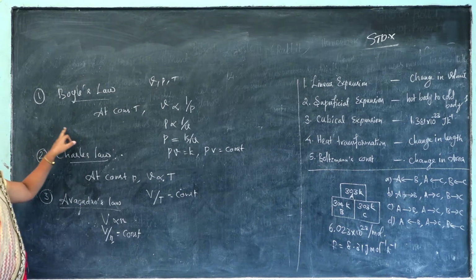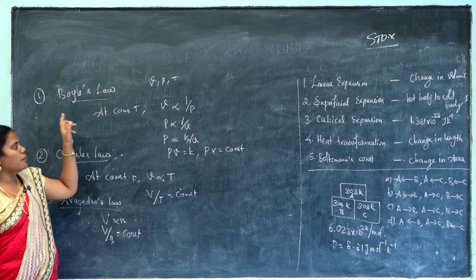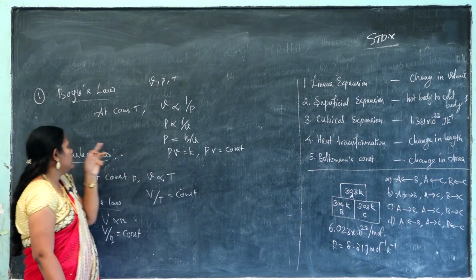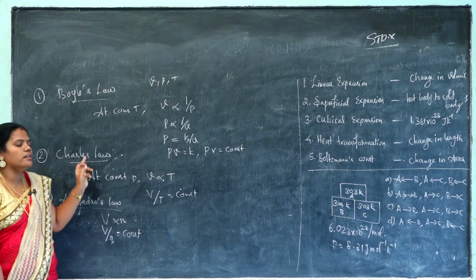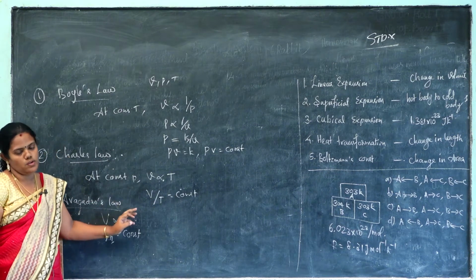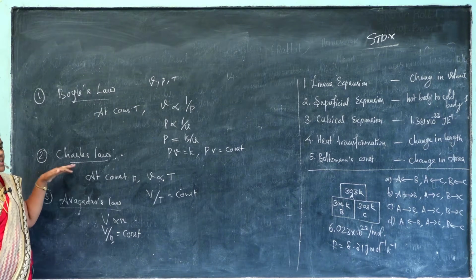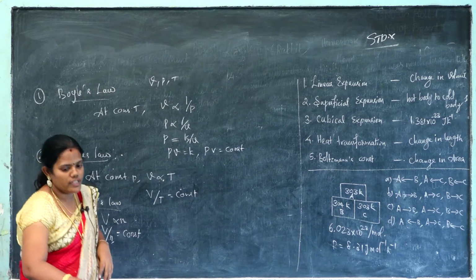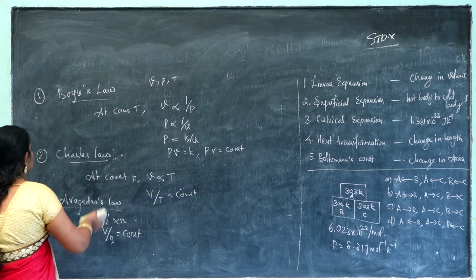So first, Boyle's law: PV is equal to constant. Charles' law: at a constant pressure, V by T is equal to constant. And Avogadro's law: V by N is equal to constant. So the three laws were given by three scientists. Okay, then go for the next one, that is gases.